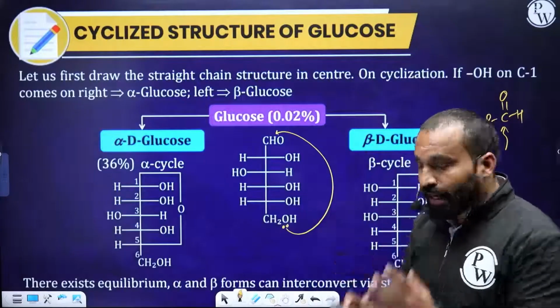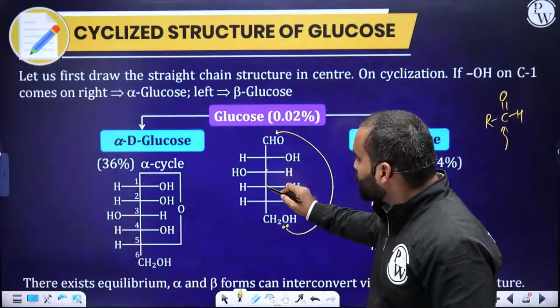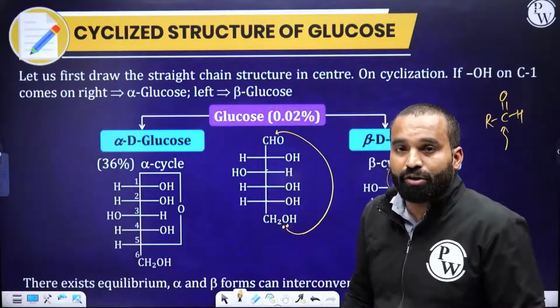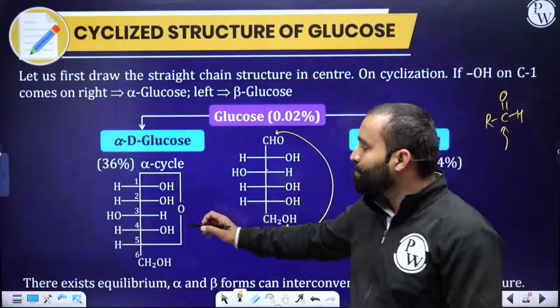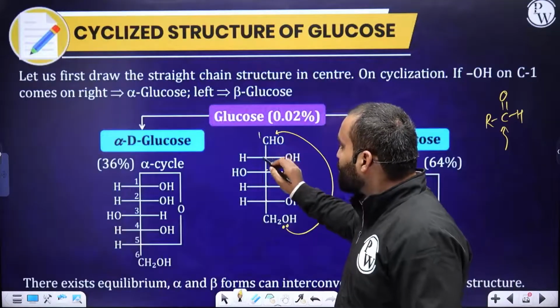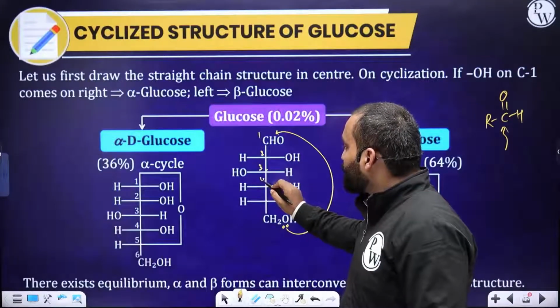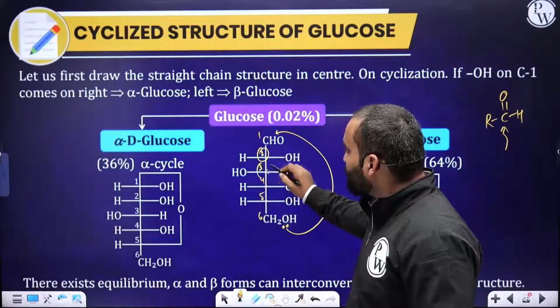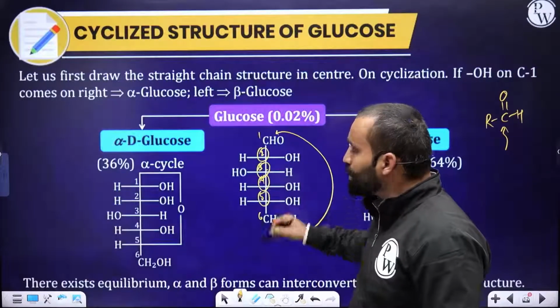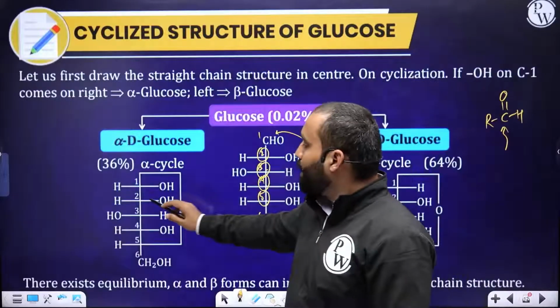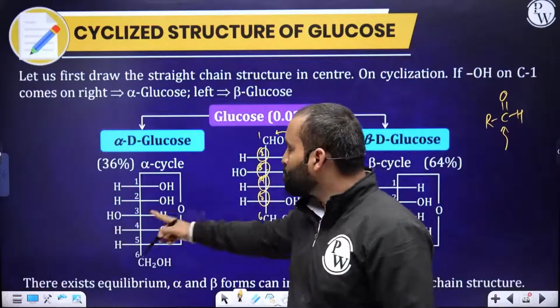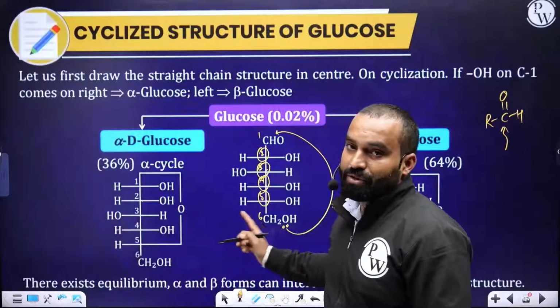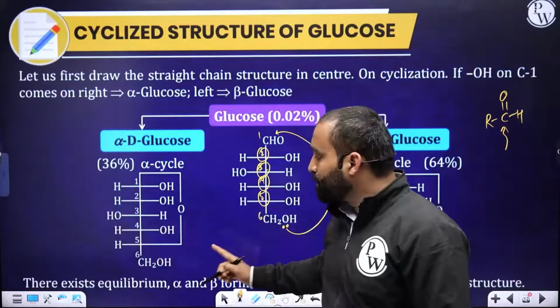So it means that the configuration here is not going to change. They will remain the same. Exactly, they remain the same. So if I say this is my carbon number 1, carbon number 2, carbon 3, carbon 4, carbon 5, and carbon number 6. These are the chiral centers, carbon 2, 3, 4, and 5. They are the stereo centers. So they will have their position of H and OH exactly the same. They are not going to be disturbed.